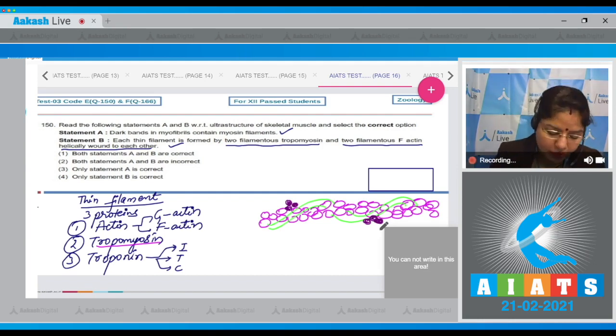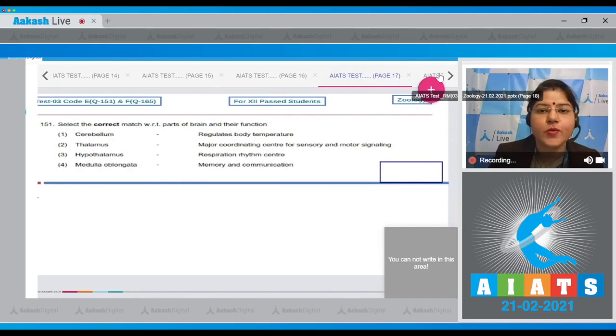Let's see the options. Both statements A and B are correct. This is correct. So correct answer to this question is option number 1. Let's move on to the next question.